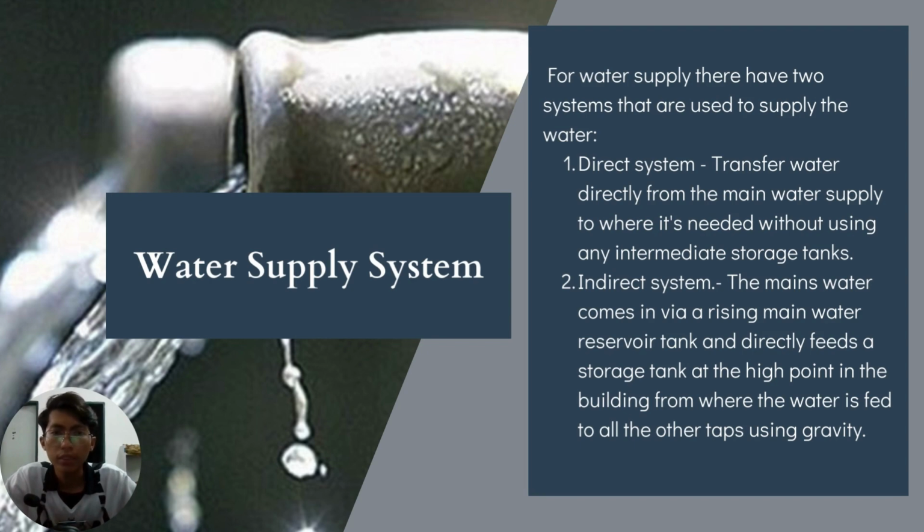Second system is the indirect system. In the indirect system, the main water comes in via a rising main and directly feeds a storage tank at the high point in the building, from where the water is fed to all the other taps using gravity. That means the water transfers from the main water supply to the storage tank, and the storage tank will transfer the water to all the units in the building.